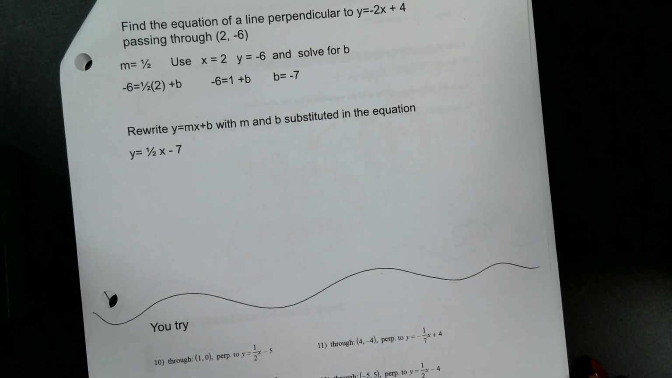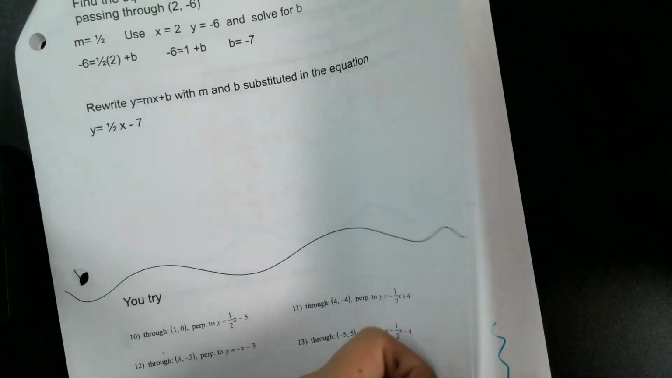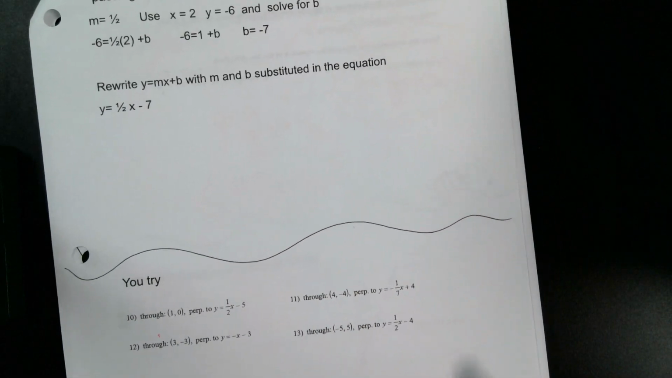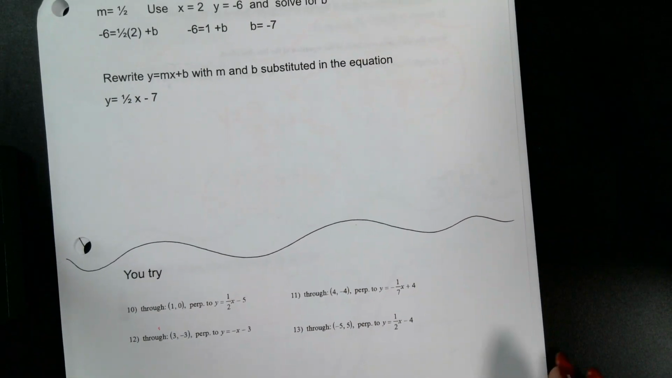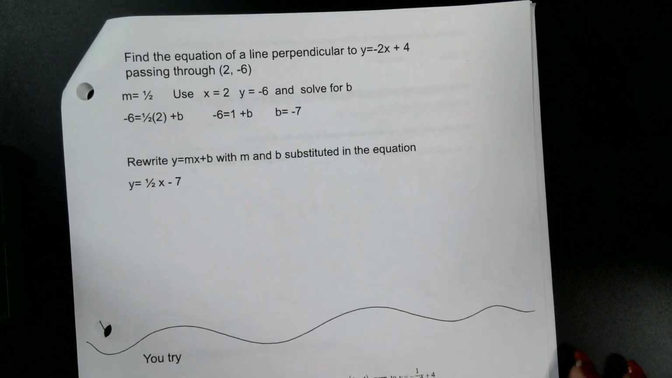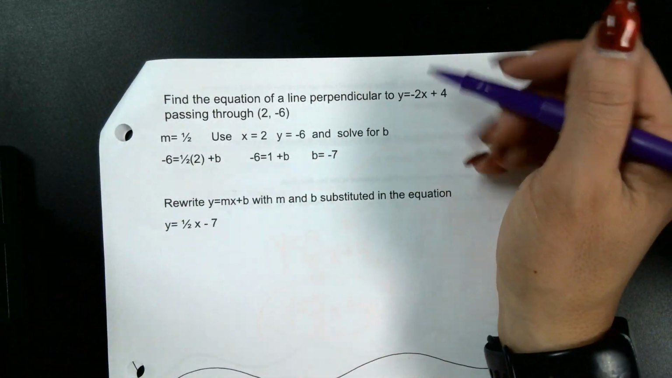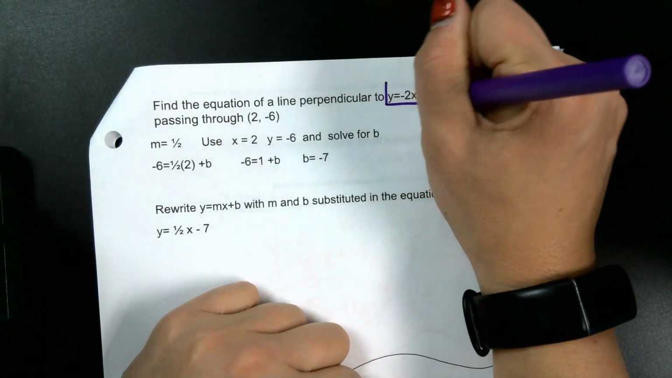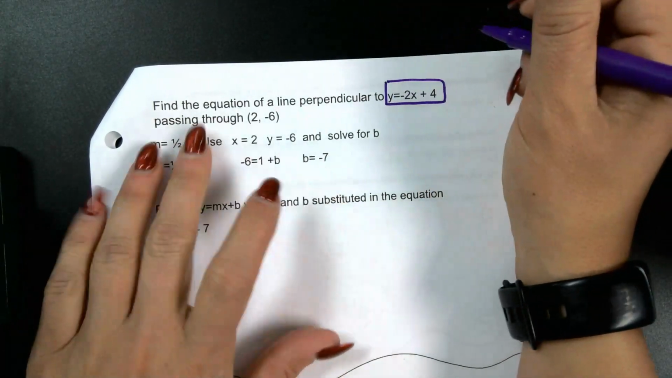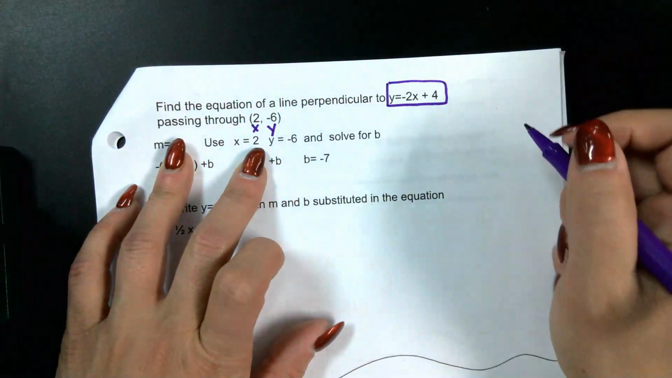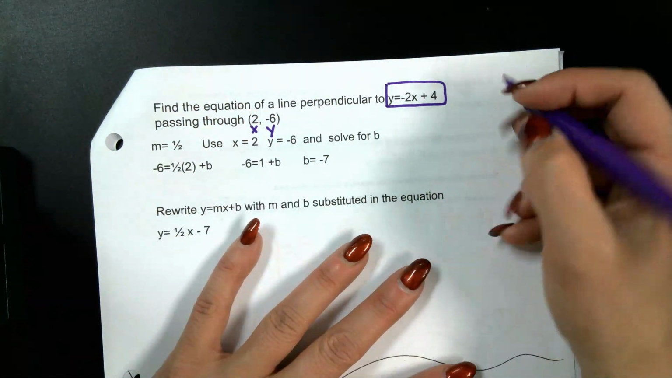I've got an example up here at the top, and then we've got a couple examples at the bottom that we're going to practice together before I let you finish that practice page from Thursday. Okay, so right here it says, find the equation of a line that is perpendicular to, so let's look at this one first, and then it's going to pass through this ordered pair. So there's your x and there's your y, the 2 and the negative 6.